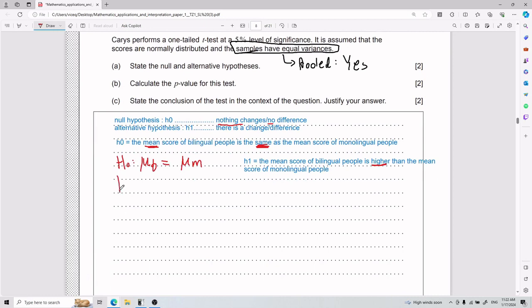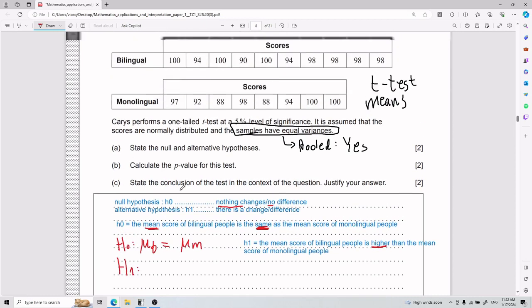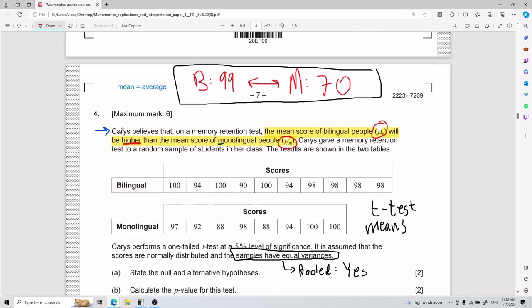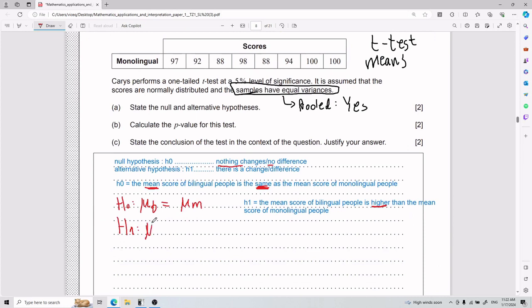So for H1, we're going to go ahead and say that, in line with Caris believing that the score of bilingual people will be higher, UB, the bilingual people, is going to be higher than that of monolingual people. So that is for part A.